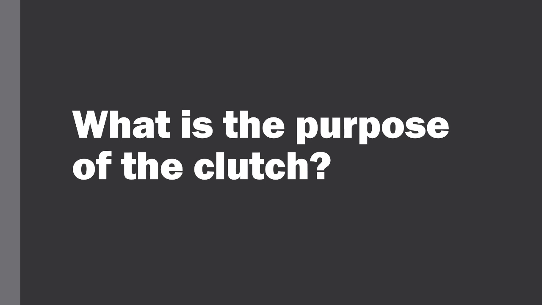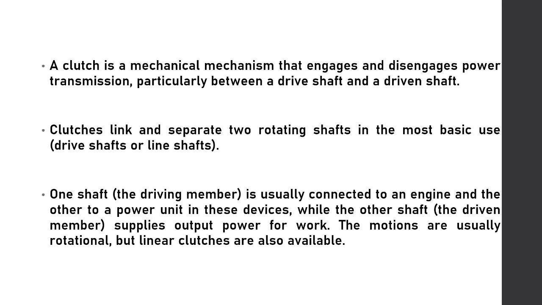What is the purpose of the clutch? A clutch is a mechanical mechanism that engages and disengages power transmission, particularly between a drive shaft and a driven shaft. Clutches link and separate two rotating shafts in the most basic use, drive shaft or line shaft. One shaft, the driving member, is usually connected to an engine and the other to a power unit in this device, while the other shaft, the driven member, supplies output power forward.